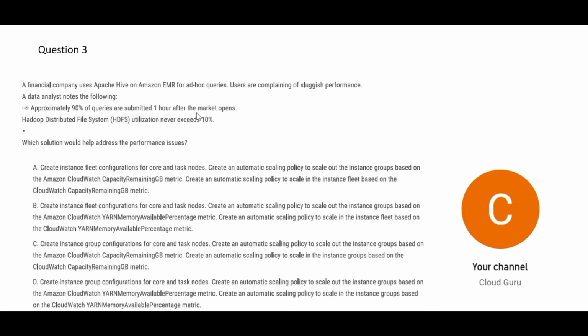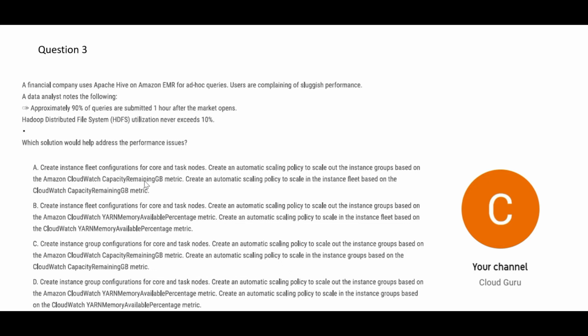Usually the load on the servers is different at different times. When the market opens, for the first hour, there is a maximum of transactions happening. That's what we are seeing here: 90% of the queries are submitted one hour after the market opens, but even when that happens, the overall HDFS utilization never exceeds 10%. Then how do you solve the performance issue, or what is causing it? Let's go through the options.